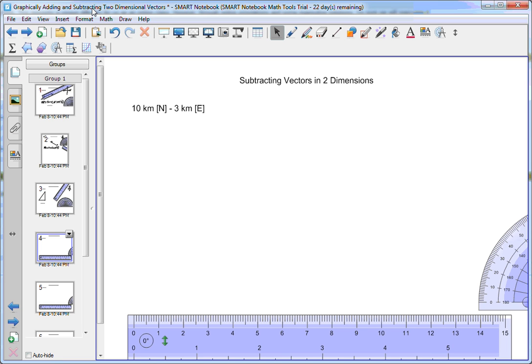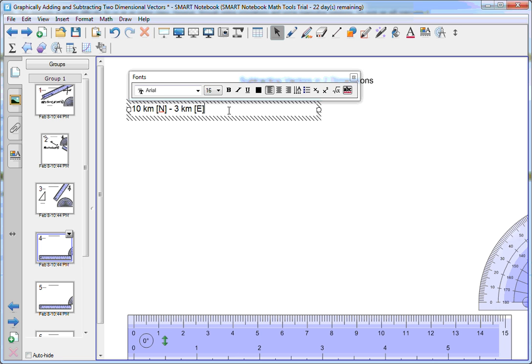Okay, we're now on to subtracting vectors in 2 dimensions. As with subtracting vectors in 1 dimension, it's merely the same as adding the opposite vector.